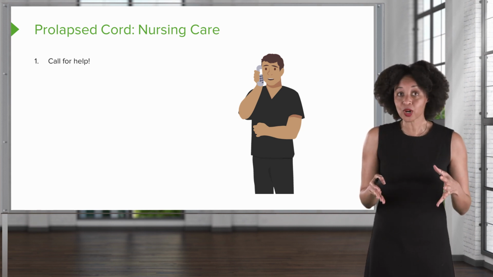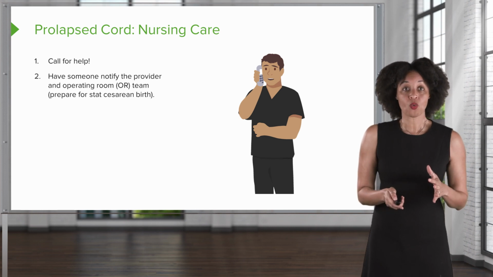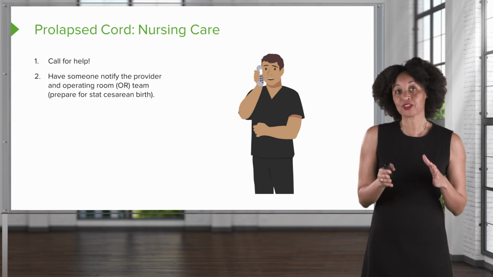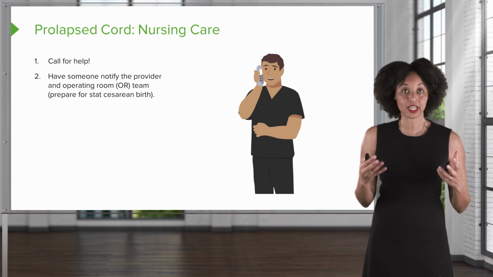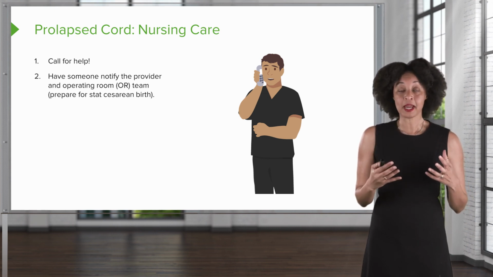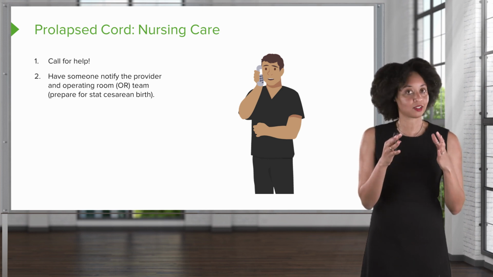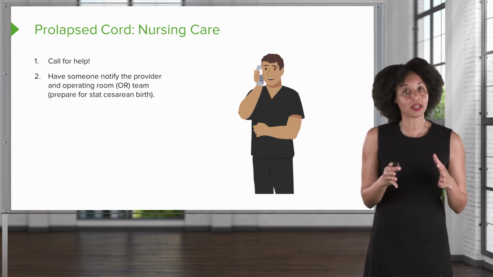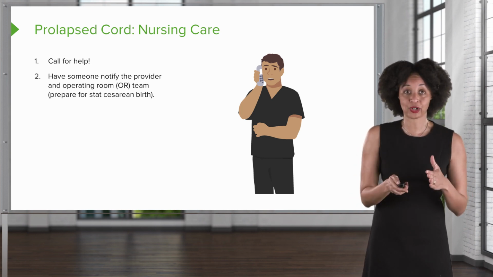If the call bell's not working, you might give a shout, but do not leave the patient. When you call for help, make sure that someone is notifying the provider and the entire OR team. This might include anesthesia and whoever is going to be the second assist and whoever might circulate, because the only safe way to deliver this fetus at this point, unless it's on the way out at that exact moment, is by cesarean. And we want to make sure that those wheels are already turning.